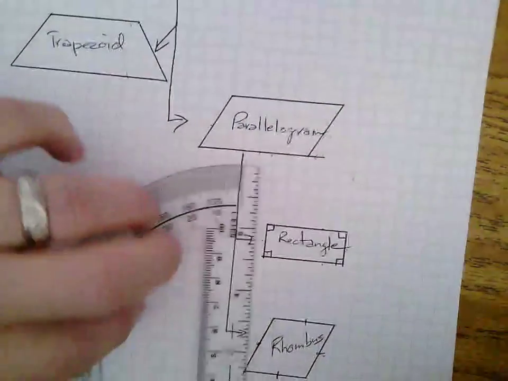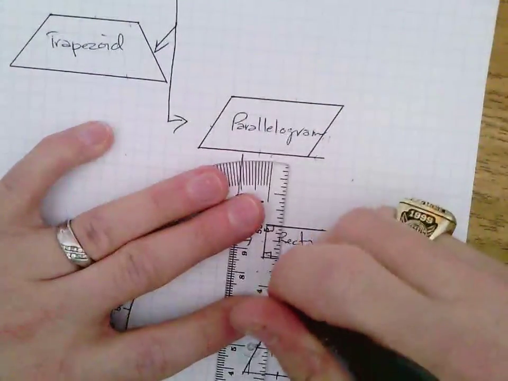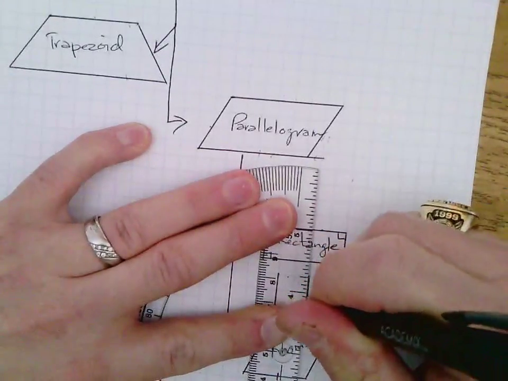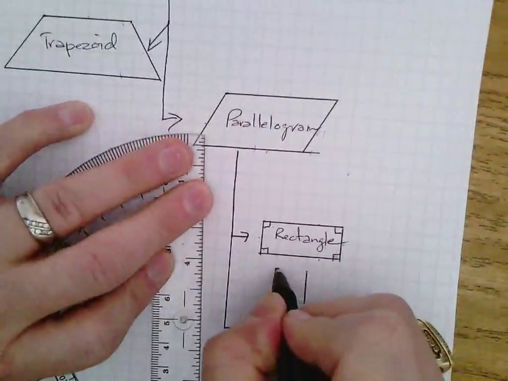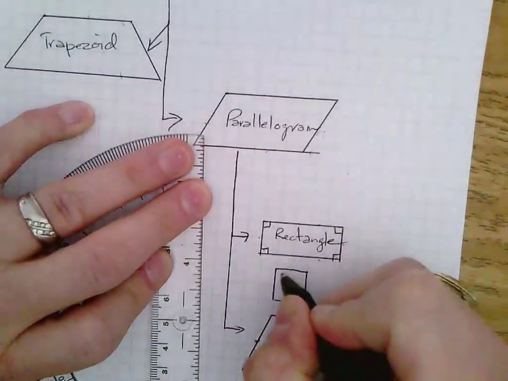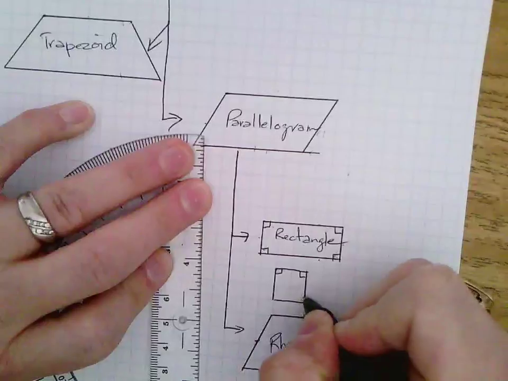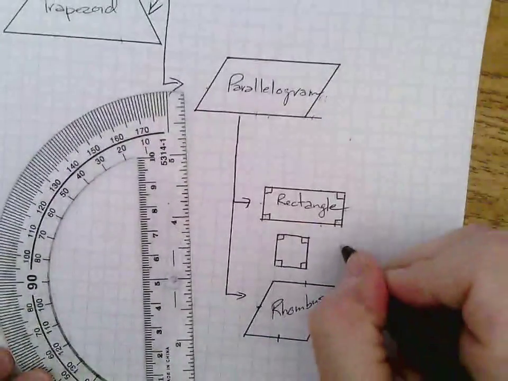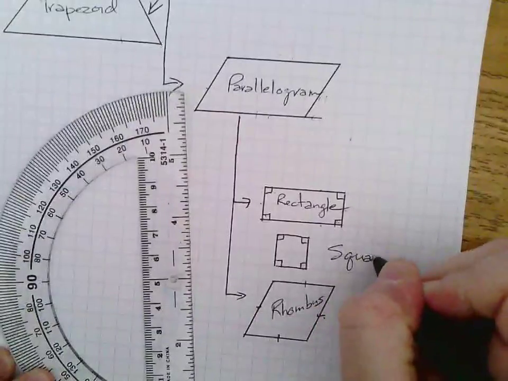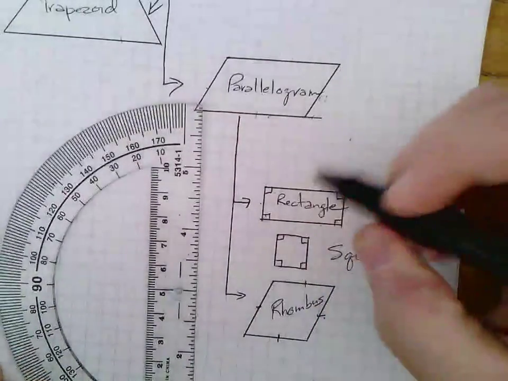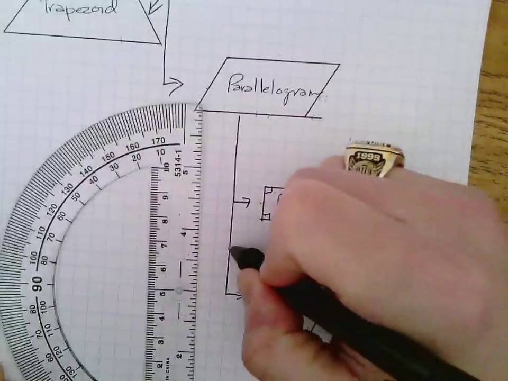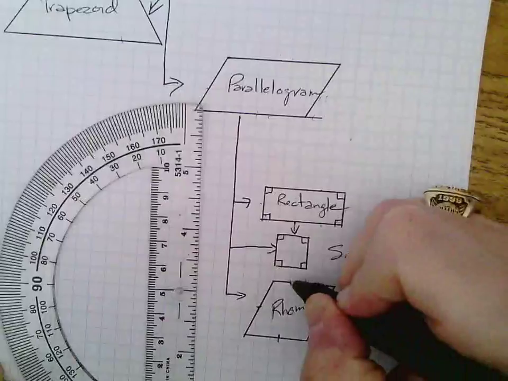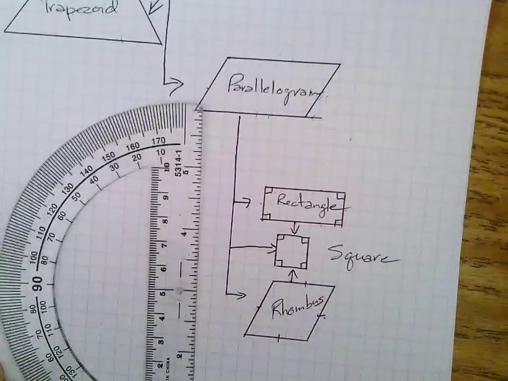How could that be? Well, let's see. What if I had four congruent sides and four right angles like this? Now, that is a square. A square is a parallelogram, is a rectangle, and is a rhombus.